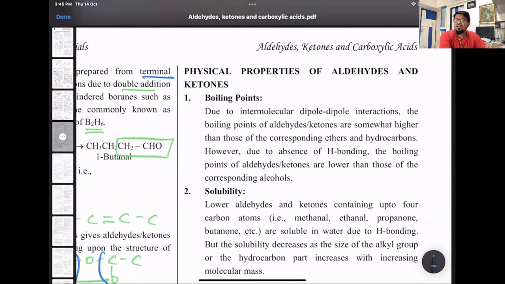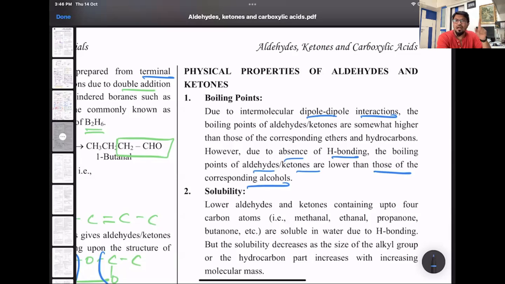The boiling points: we don't have any hydrogen bonding over here. We only have dipole-dipole interactions. Is that clear? So due to absence of H bonding, the boiling points of aldehydes and ketones are lower than corresponding alcohols. But aldehydes and ketones, though they don't have hydrogen bonding among themselves, do have hydrogen bonding up to 4 carbon atoms when dissolved in water.